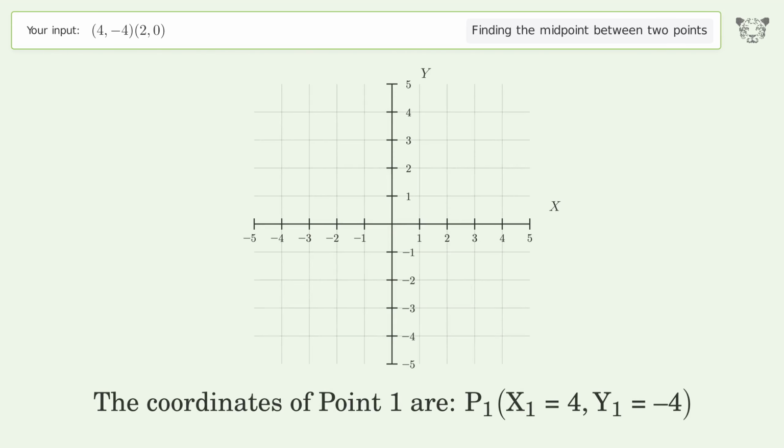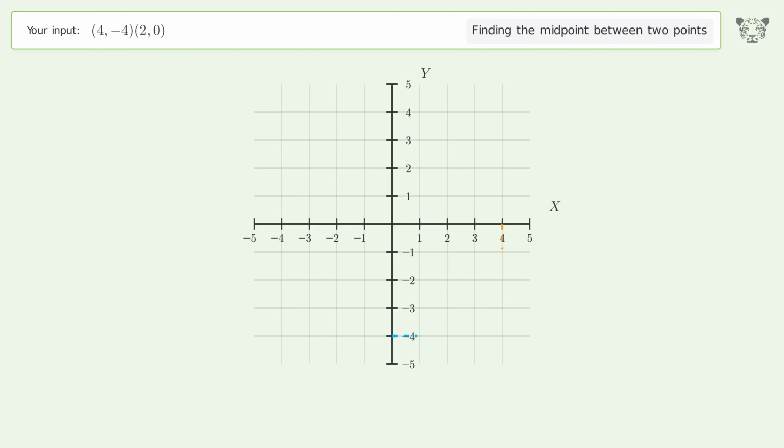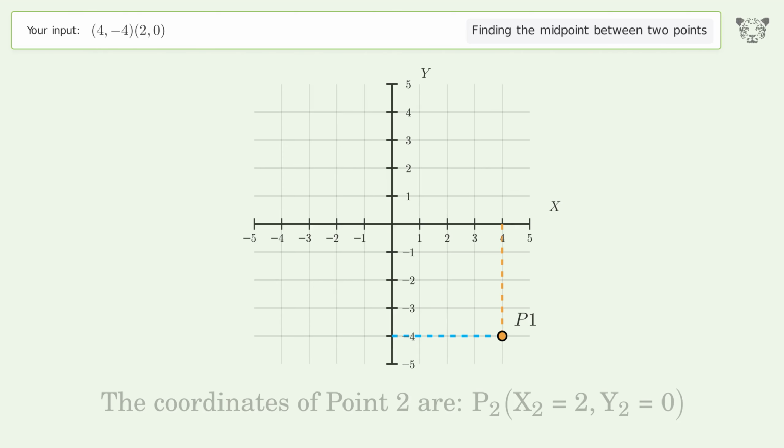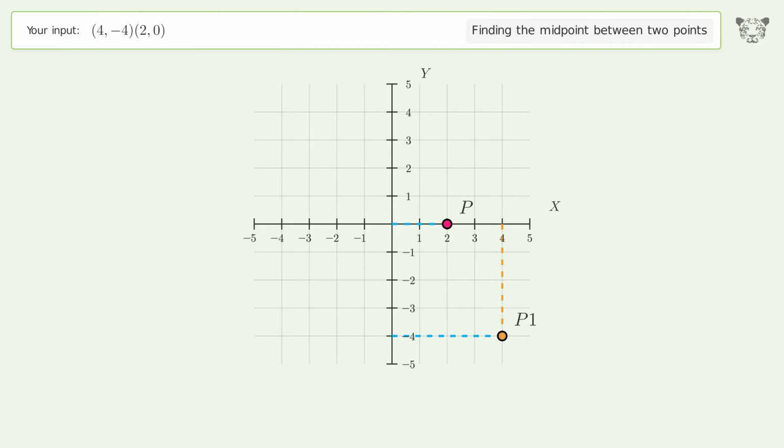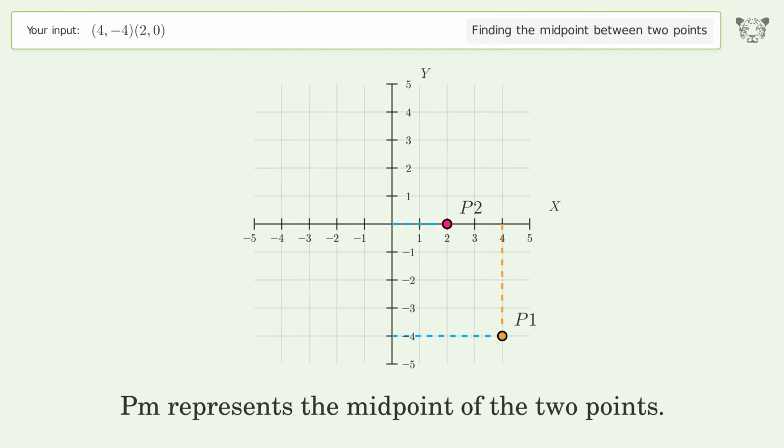The coordinates of point 1 are x1 equals 4, y1 equals -4. The coordinates of point 2 are x2 equals 2, y2 equals 0. PM represents the midpoint of the 2 points.